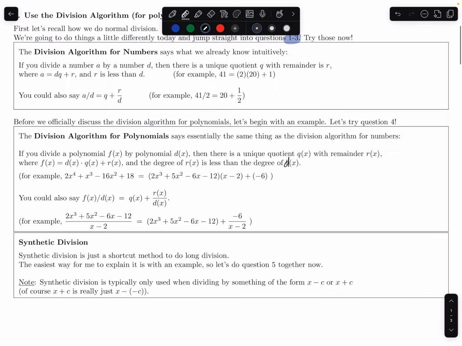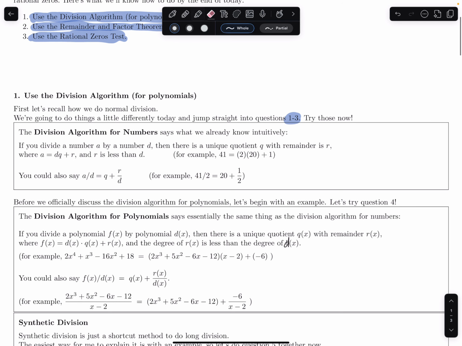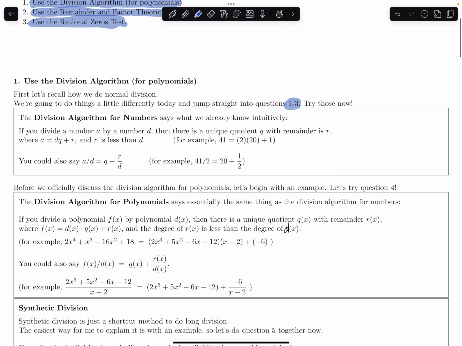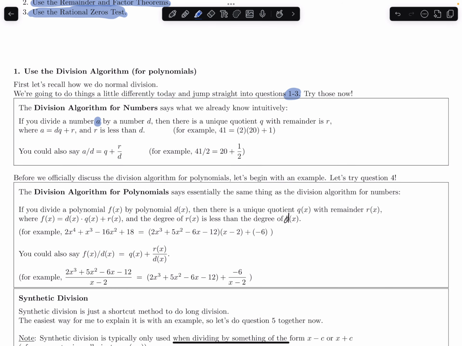Okay, let's go back to our notes here. And this is all just saying the same thing we just talked about through the examples, right? If you divide a number A by a number D, you get the quotient with the remainder, right? Where that original number is the quotient times the divisor plus the remainder. So for example, 41 is 2 times 20 plus 1.